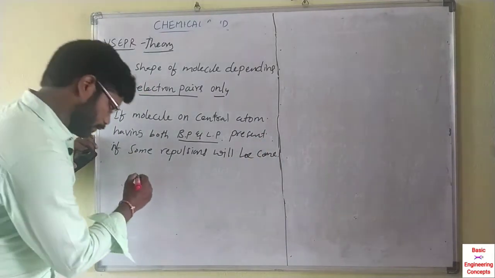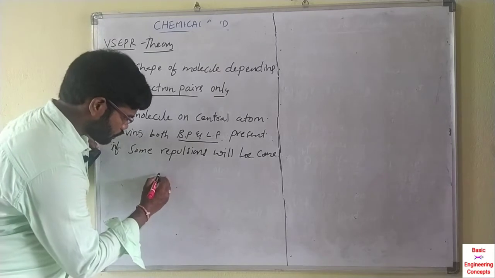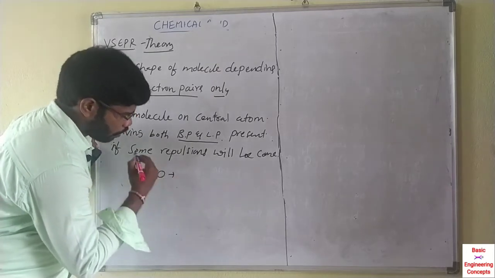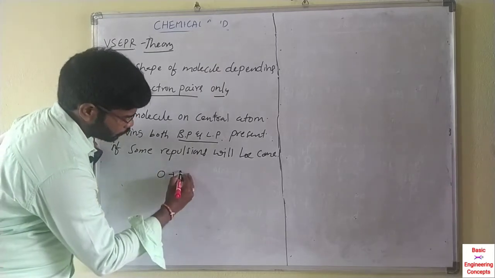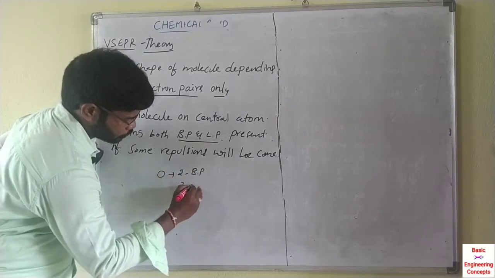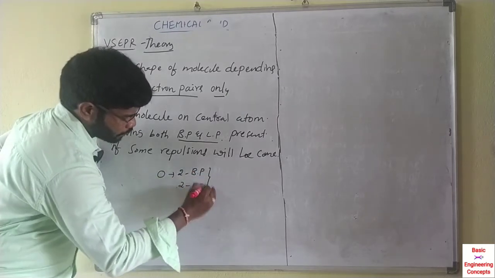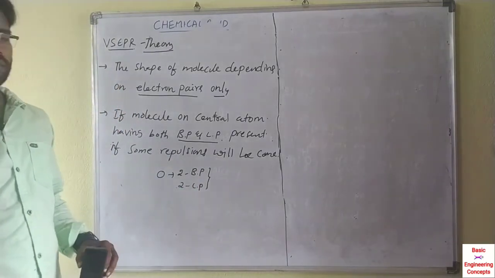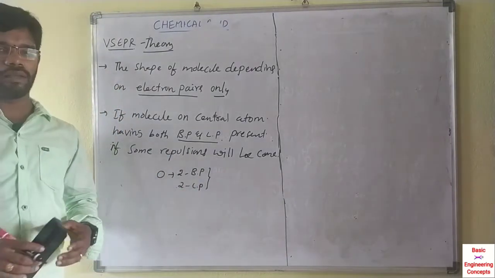So, for example, oxygen has two bond pairs and two lone pairs. That's why some repulsions will occur, and then the bond angle also will be changed.